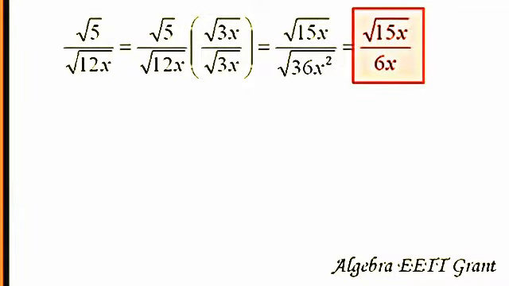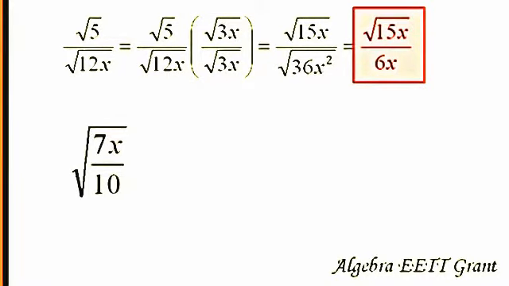That simplified, that square root of 5 divided by square root of 12x is square root of 15x, all divided by 6x. We got rid of that radical in the denominator. Let's look at one other example. Square root of 7x all divided by 10. Well, again, we have the same problem. Nothing will go into 7 and 10, and square root of 10, well, I can't take the square root of it. So how do I simplify this?